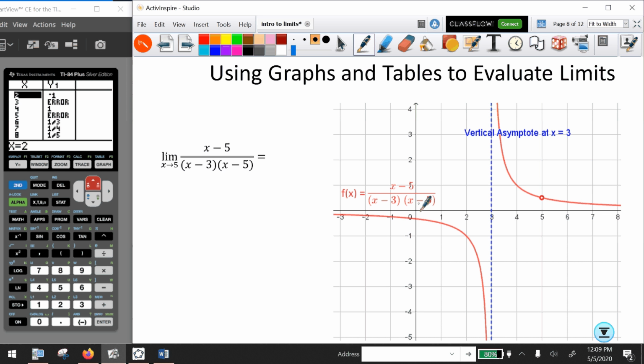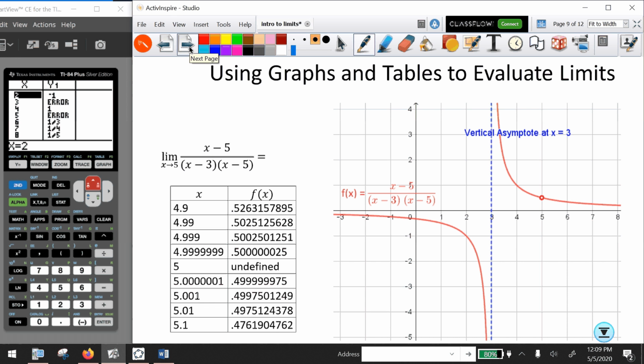But in order to explore what happens to this function as x approaches 5, we can look at some values near 5. So I made a little table here. Some values near 5 are listed: 4.9, 4.99, 4.999, 4.9999. We're getting closer and closer to 5. As I'm getting closer and closer to 5 on the left side of 5, you can see that this output is getting closer and closer to 0.5.